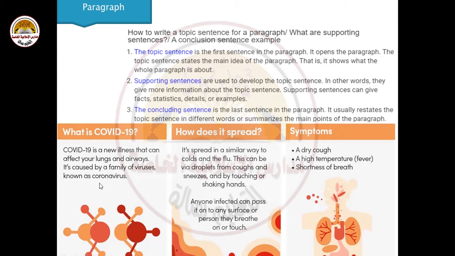Okay? And how does this virus spread? It's spread in a similar way to colds and the flu. This can be via droplets from coughs and sneezes, and by touching or shaking hands. Anyone affected can pass it onto any surface or person they breathe on or touch.